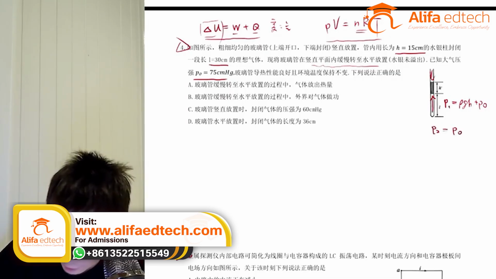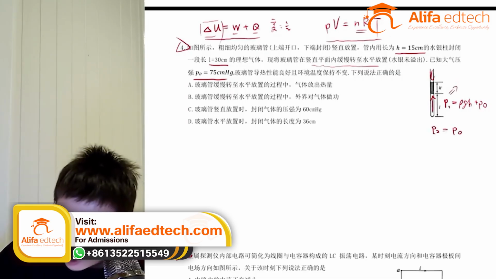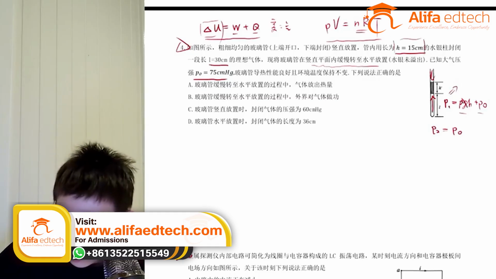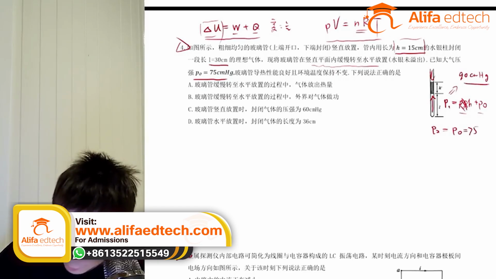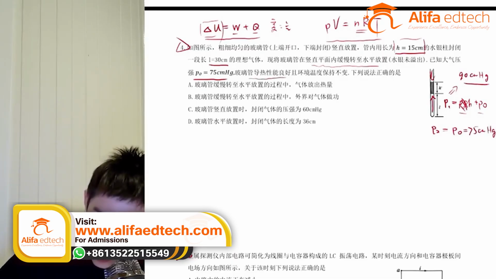So for this problem, the ideal gas law part is actually very simple. What is P1 equal to? It equals h plus P0, since you're using the height of the mercury column as a substitute. So you can write h directly here. So 15 plus 75 means P1 is 90 centimeters of mercury. Centimeters of mercury is a unit of pressure, as you know. P2 equals P0, which is 75 centimeters of mercury, so the pressure has clearly decreased.